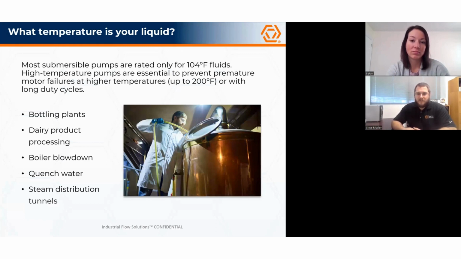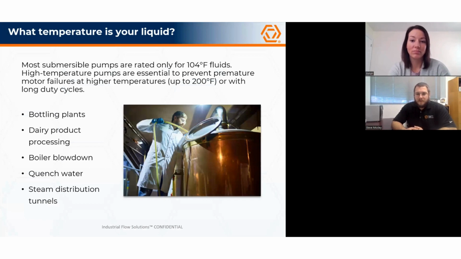The submersible option will allow for a more compact pump installation with a reduction in bearing failures due to the much shorter shafts on close coupled submersible pumps. High temperature submersible pumps have been used extensively in boiler blowdown applications, steam distribution systems, and clean in place applications in food processing, bottling, and pharmaceutical plants.